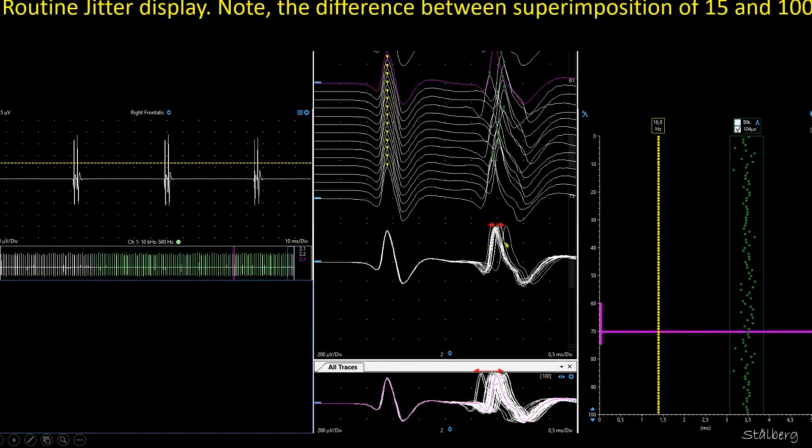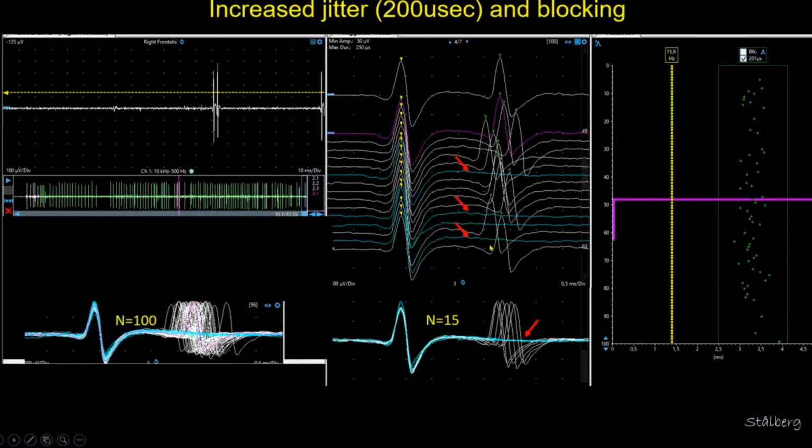The display of the jitter is by raster, but it's also very good to use 5 or up to 15 for to look at the distribution. Sometimes the latency continuously changes, and therefore the superimposition of all peaks is not a good idea. Here is the distribution of 100 discharges, and that is for statistical reasons wider, but if it had been a shift in the latency, it should have been even larger. So we superimpose between 5 and 15 spikes.